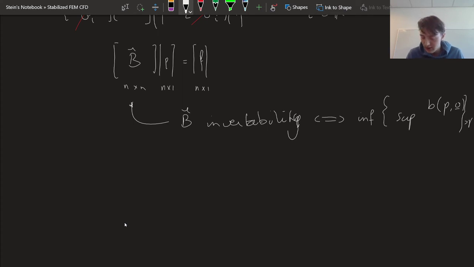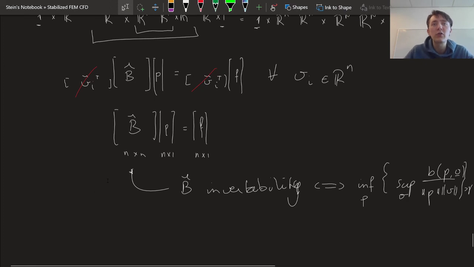You still see that? Divided by the norms, the sup over V and the inf over P. So somehow the invertibility of this matrix B hat corresponds to the inf-sup condition that we're trying to understand.